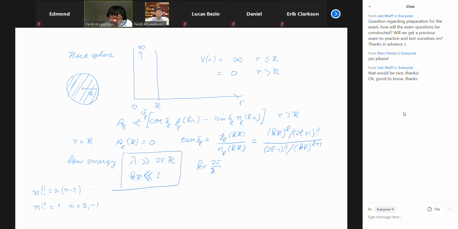So if we take L equal to 0, that's usually the most important component, the low L. We then get tangent delta 0 is equal to, so actually we know the analytic solution for the Bessel function is just given by sine kr divided by kr, and the regular solution is cosine with a minus sign divided by kr. So that gives us just minus tangent kr. So then delta 0 is equal to minus kr.